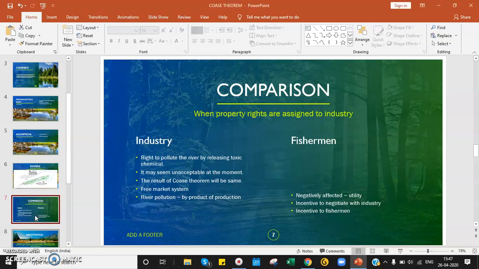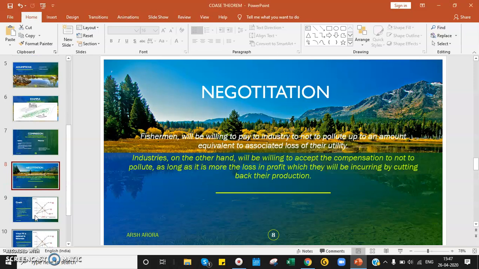Now we come to the second phase of the Coase Theorem implementation framework, which is negotiation. When fishermen approach the industry, they will be willing to pay the industry not to pollute up to an amount equivalent to the associated loss of their utility out of the river. On the other hand, industries will be willing to accept any amount of compensation to not pollute the river, as long as that amount is more than the loss in profit which they incur by cutting down their production.